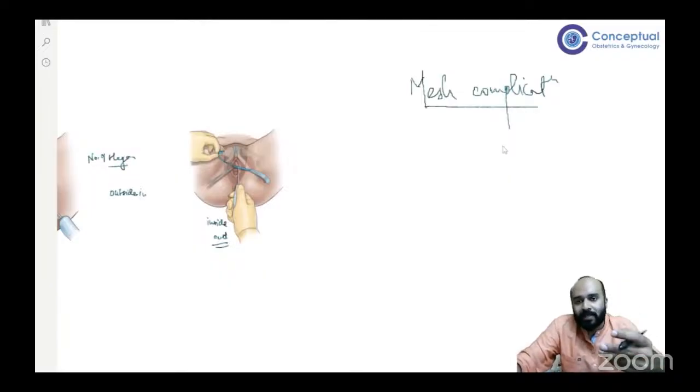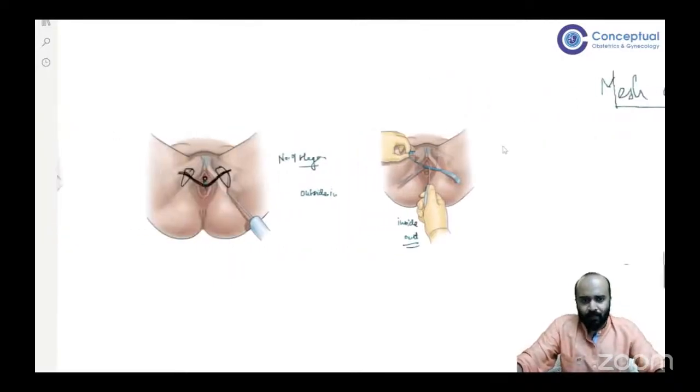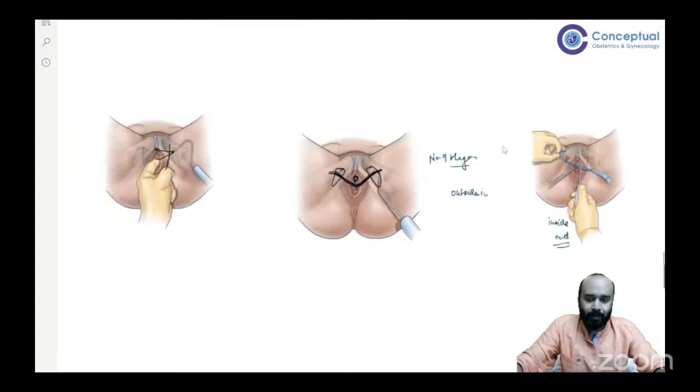If they were to arise, then removing the mesh is very difficult, because fibrosis would have started, and recovering that mesh from that fibrotic mass is going to be very, very difficult. So mesh complications are one thing, bladder injury and vessel injury are the others. This was about SUI repair with mid-urethral sling.